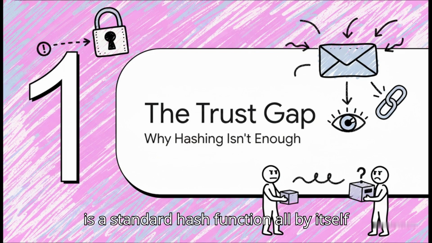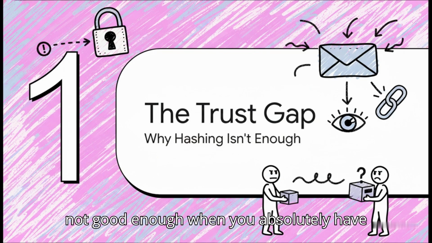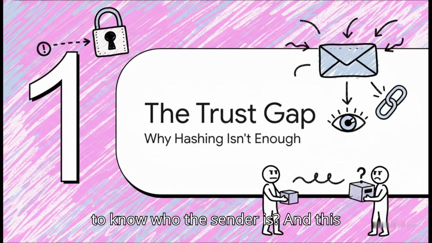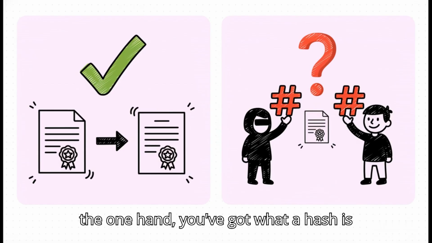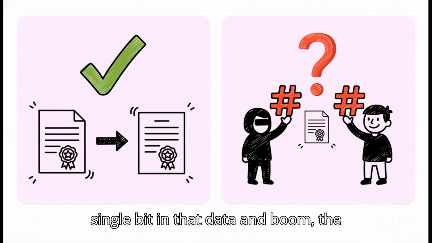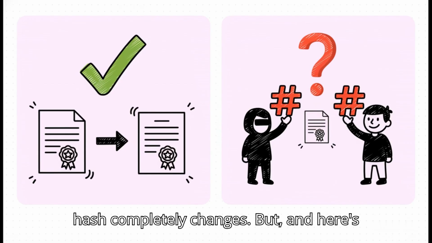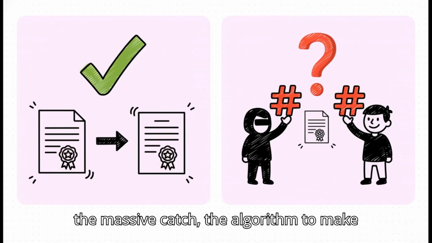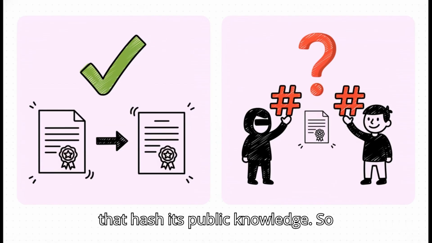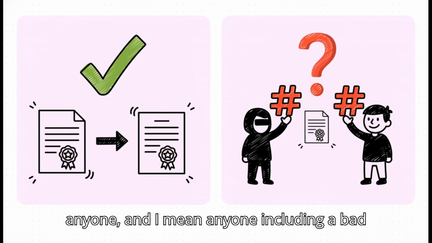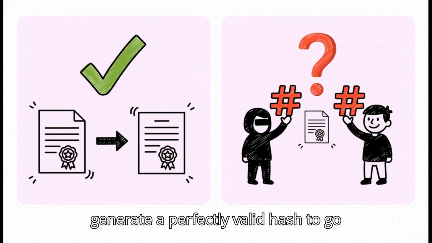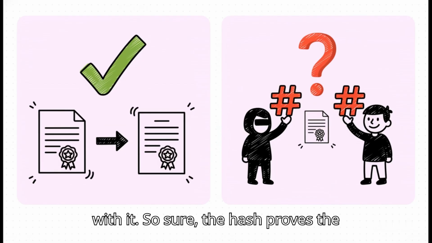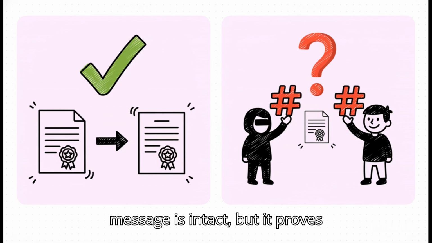Why exactly is a standard hash function all by itself not good enough when you absolutely have to know who the sender is? And this really lays it all out, doesn't it? On the one hand, you've got what a hash is great at, integrity. You change even a single bit in that data, and boom, the hash completely changes. But, and here's the massive catch, the algorithm to make that hash is public knowledge. So anyone, and I mean anyone, including a bad guy, can just whip up a fake message and generate a perfectly valid hash to go with it. So sure, the hash proves the message is intact, but it proves absolutely nothing about who actually sent it.